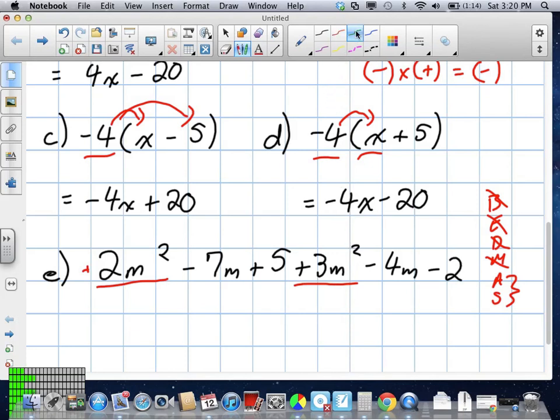What else is a like term? Negative 7m and negative 4m. Good. Any other like terms? And then the 5. Oh no. No other like terms. That's it. What about that 2? Does it belong to anything? Oh, it's a negative. No, they're not the same because that's a negative 2 and that's a positive 2. I mean 5. Let's think about this. Oh shoot, they're all the same in this case.